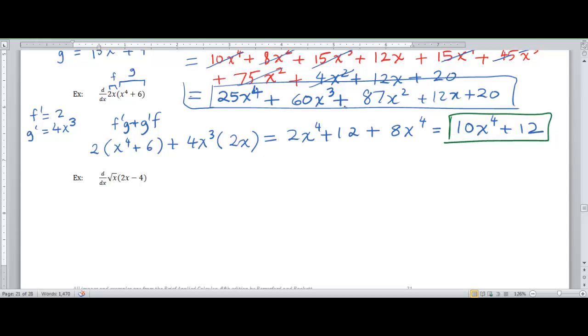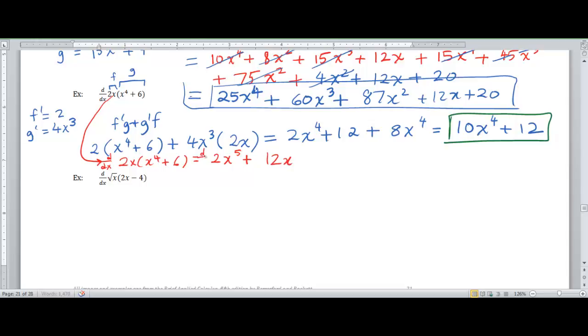And this one, you can also do another way, right? It's actually easier to distribute first, so you don't have to use the product rule. So from here, let me just rewrite the problem. You can also do 2x times x to the 4th is 2x to the 5th plus 12x, right?